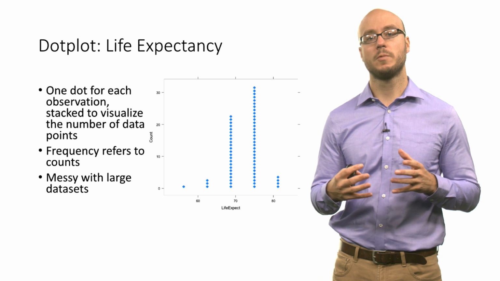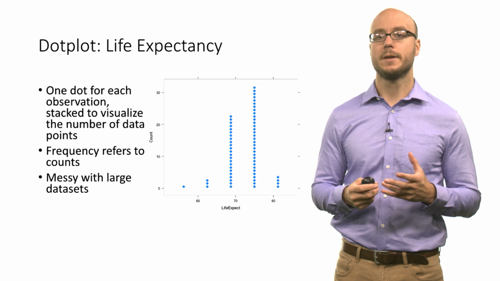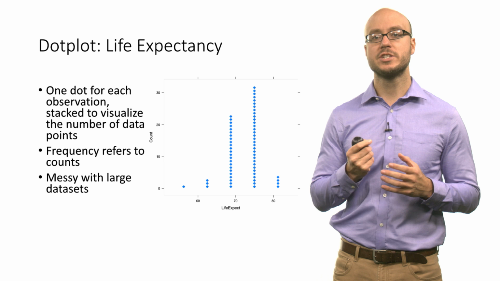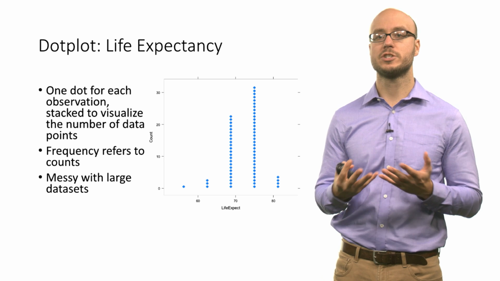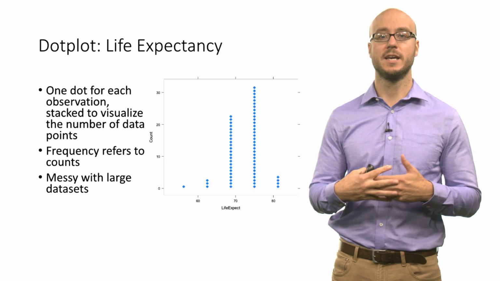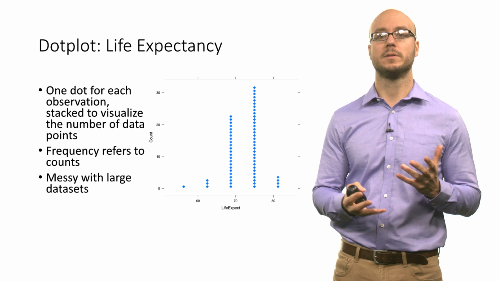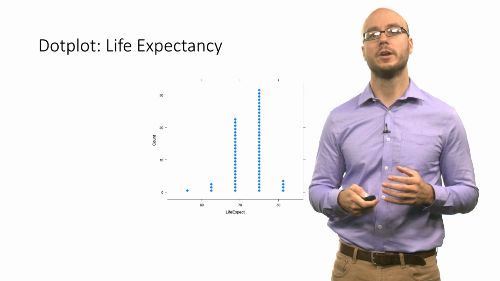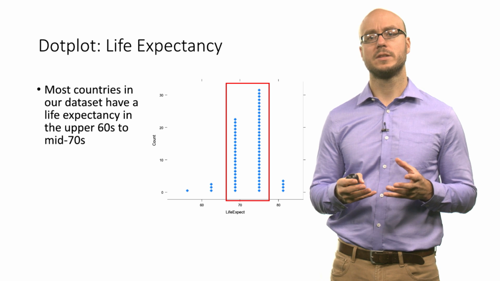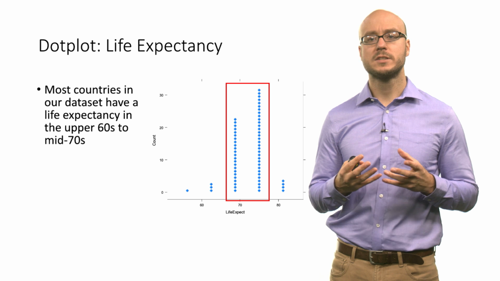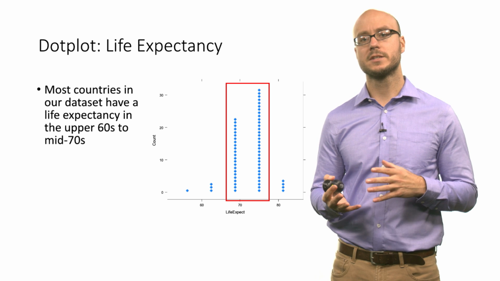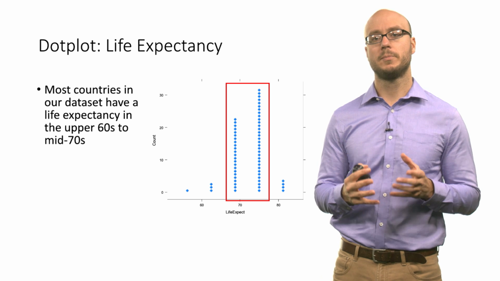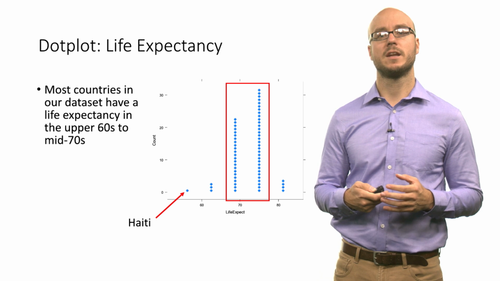there's some variation as well. One issue with a dot plot is that it can be messy with large data sets because you're plotting each observation, each data point. If you have a large data set with many observations, let's say a data set of 1 million people, a dot plot will be very messy because you have too many data points to put on one graph. So let's look at this dot plot of life expectancy. You can see that most countries are in the upper 60s and mid 70s. So there's some kind of clustering around the typical life expectancy in our set of observations.